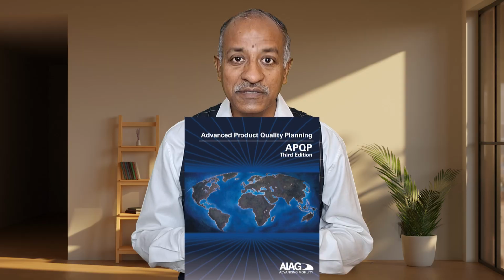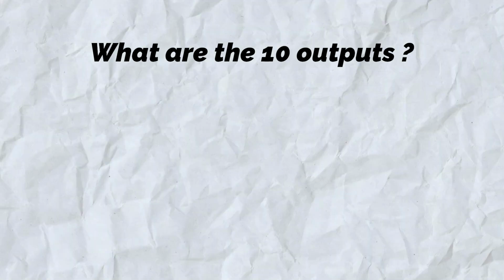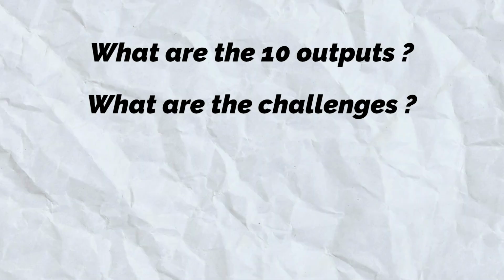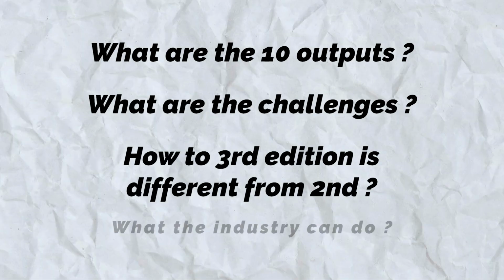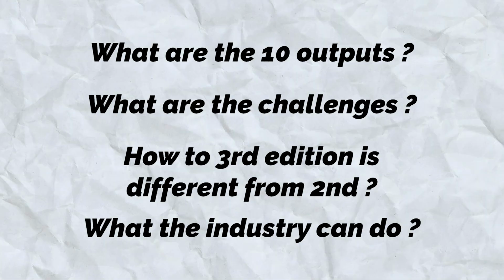Something similar happens in APQP 3rd edition, 3rd phase. By the time this video ends, you will understand what the 10 different outputs in the 3rd phase are, what the key challenges are that industry is facing, how the 3rd edition is different from the 2nd edition, and what the industry can do so that they can achieve the 4 key outputs which are related to productivity, process capability, cost and timing.